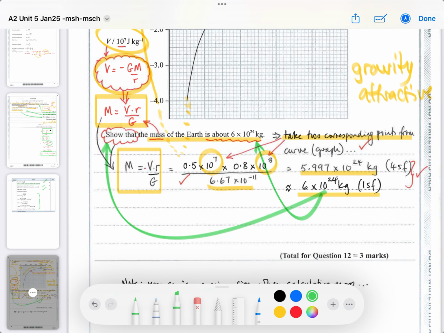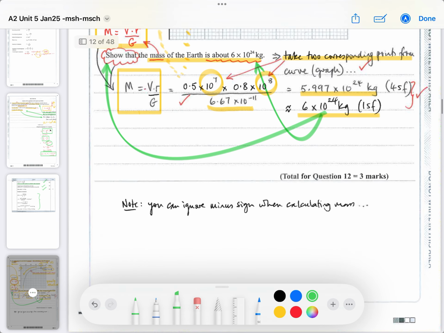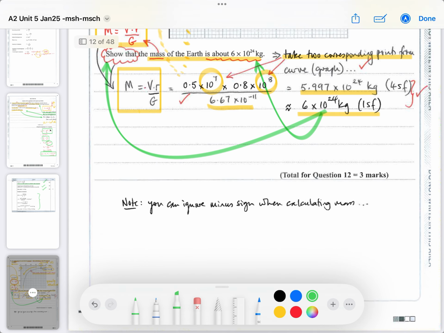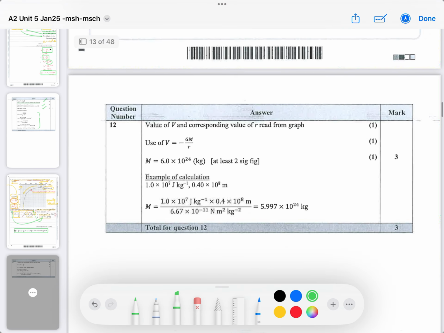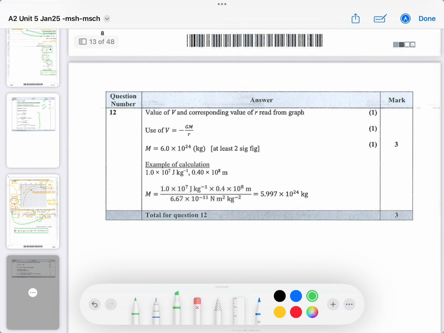Okay, so show that means prove it mathematically. Note obviously we don't have a negative mass, so you don't need to worry about that. That's just to understand the potential is always negative. Okay, so here is the value used by the examiner.